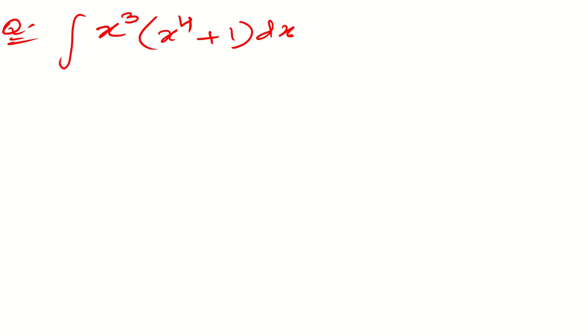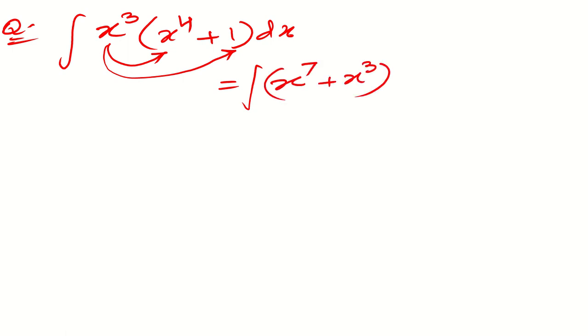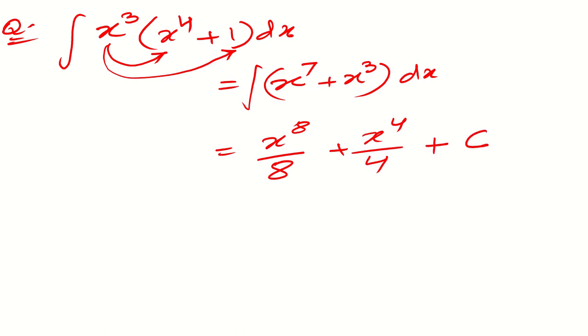So what simplification can you do here? You can multiply using the distributive property. x to the power 4 will be multiplied by both the terms, so it will be x to the power 7 plus x to the power 3. So this will be x to the power 8 over 8 plus x to the power 4 over 4 plus c. This is the answer.